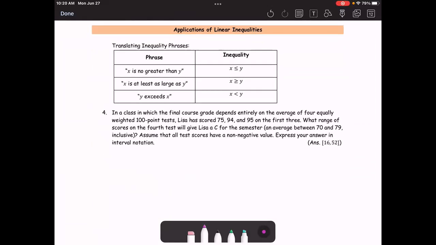Let's take a look at the applications of linear inequalities. To translate the inequality phrases into mathematical notation: if we have the phrase x is no greater than the quantity y, that means x is less than or equal to y. x is at least as large as y means x is greater than or equal to y. y exceeds x means x is less than y.